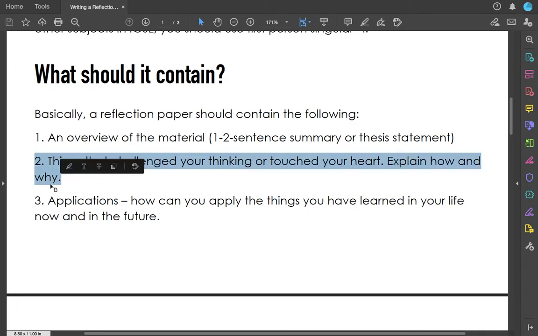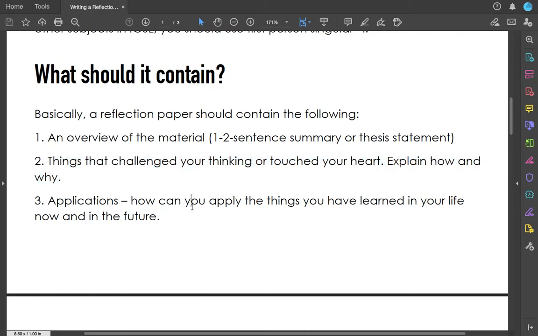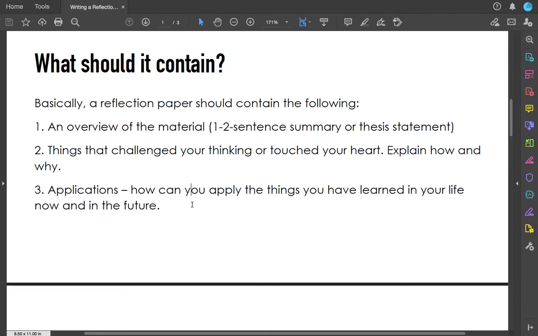And of course, next to it is the application. How can you apply the things you have learned in your life now and in the future? So when it comes to application, you would want to be as specific as possible, not too specific, but specific enough.